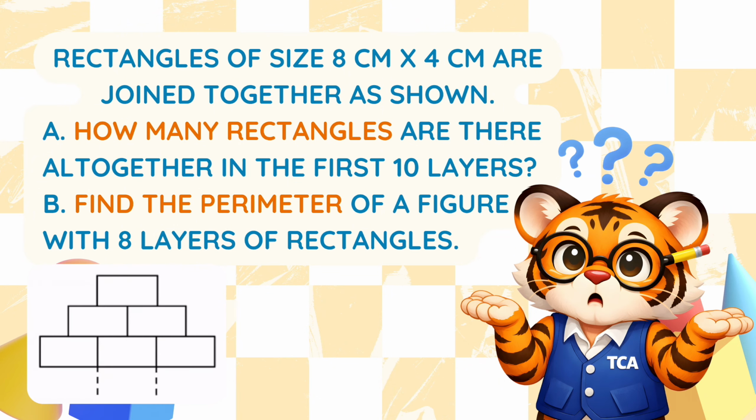Now, let's solve this problem. Rectangles of size 8 centimeters by 4 centimeters are joined together as shown. A. How many rectangles are there altogether in the first 10 layers? B. Find the perimeter of a figure with 8 layers of rectangles.